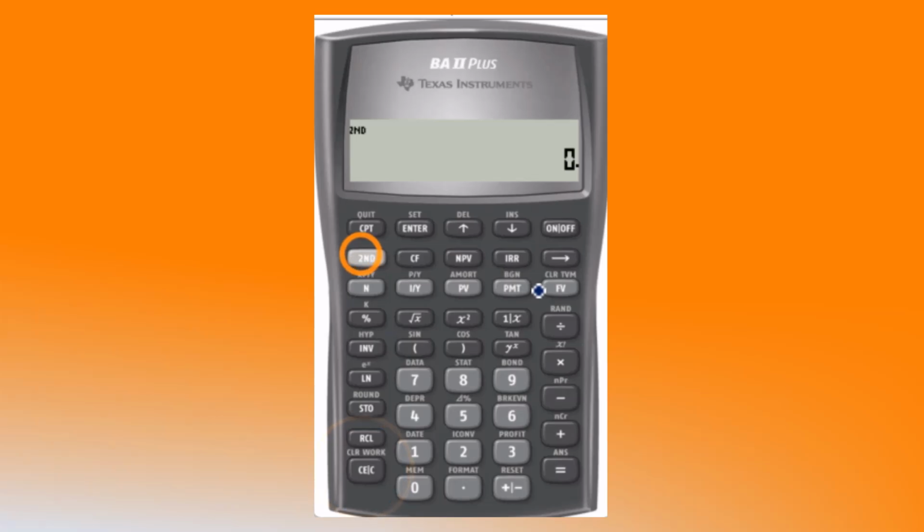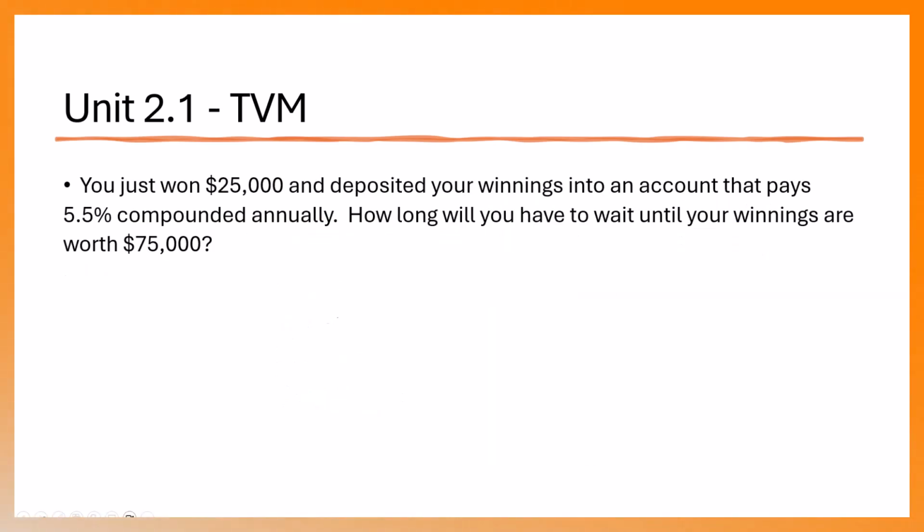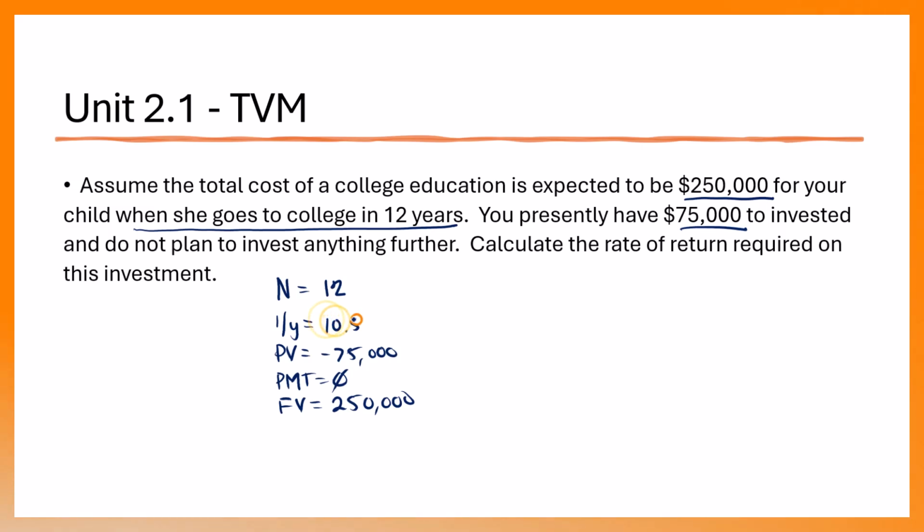I'm going to clear my time value of money. 12 for N, negative $75,000 for my PV, 0 for my payment, $250,000 for my future value. Compute IY. We need approximately 10.55% rate of return each year for the next 12 years in order for us to reach our goal.